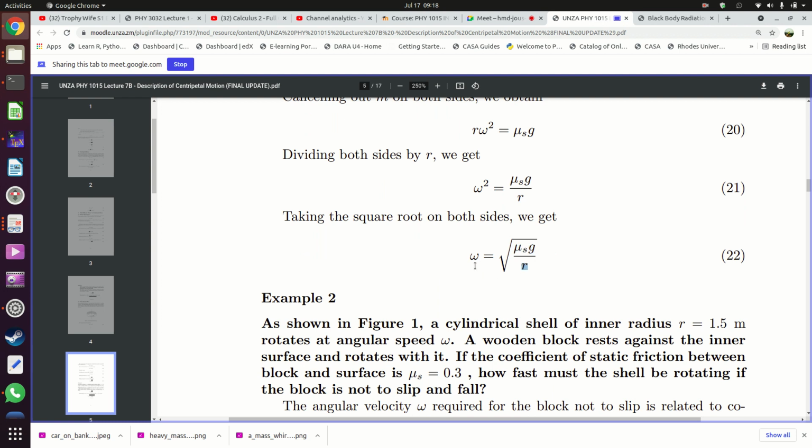So this is the expression which gives us how fast our ring is supposed to be rotating if that block is not to slip. So you have to use this expression: omega is equal to the square root of the coefficient of static friction multiplied by g divided by r. Equation number 22. Are we clear?